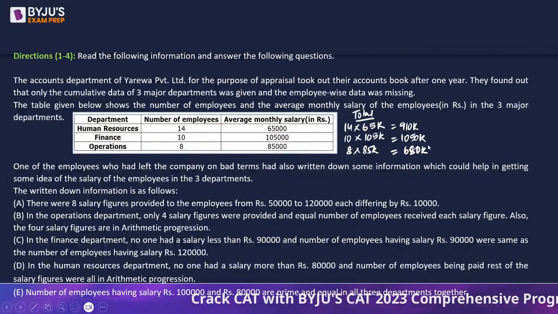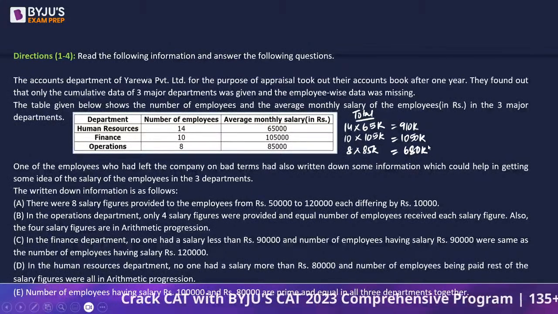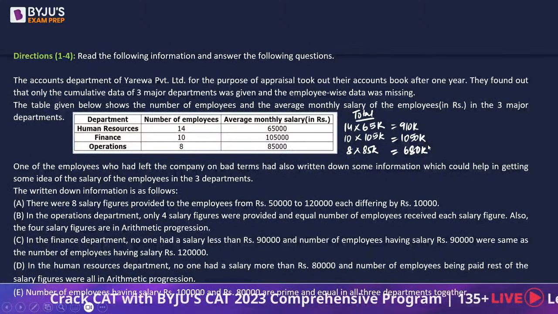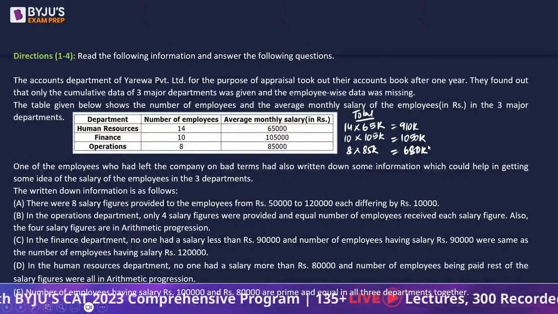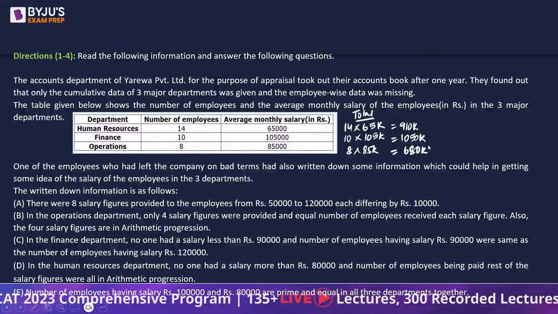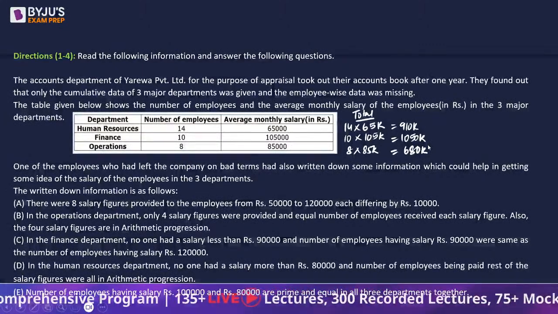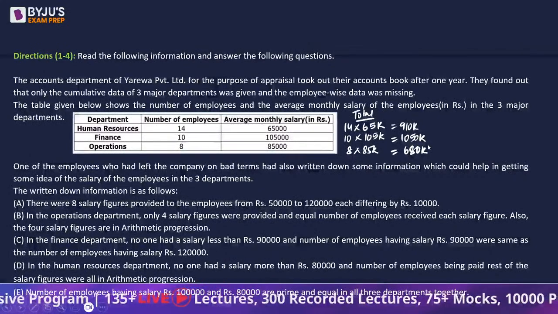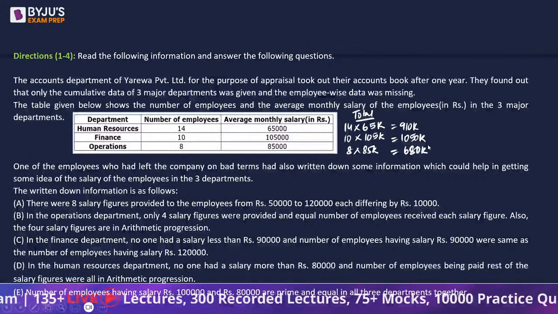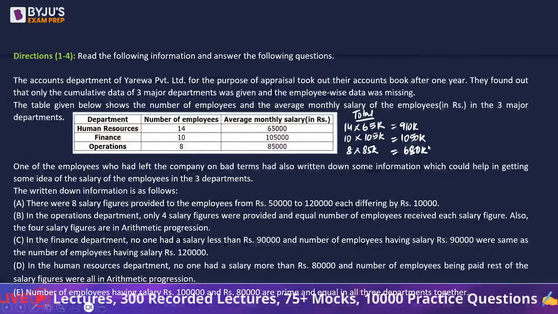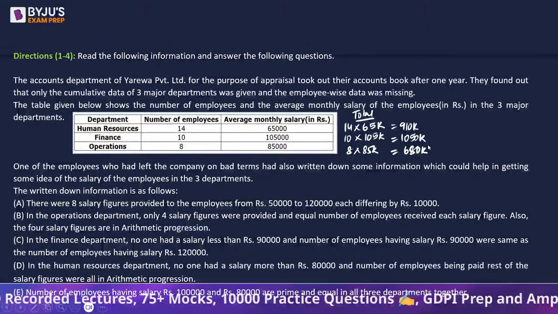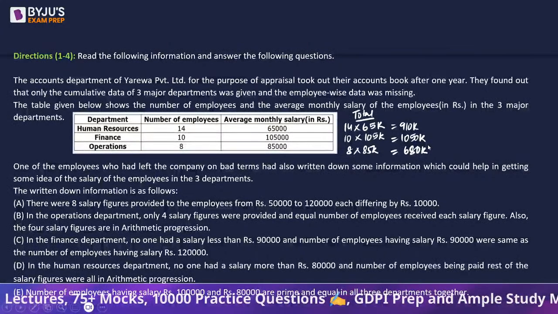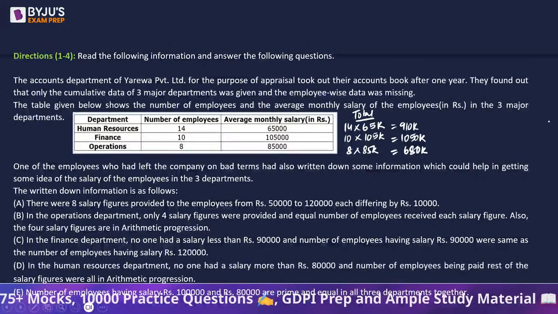One of the employees who had left the company on bad terms had also written down some information which could help in getting some idea of the salary of the employees in the 3 departments. So we're talking now about a certain other employee who is not a part of these employees because he had already left. So he is giving us some hints about human resources, finance, and operations. The written down information is as follows.